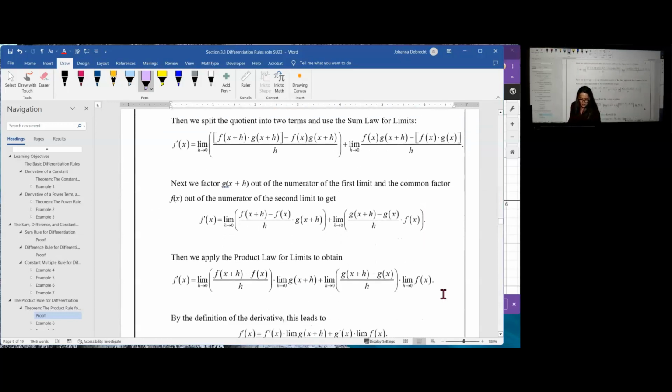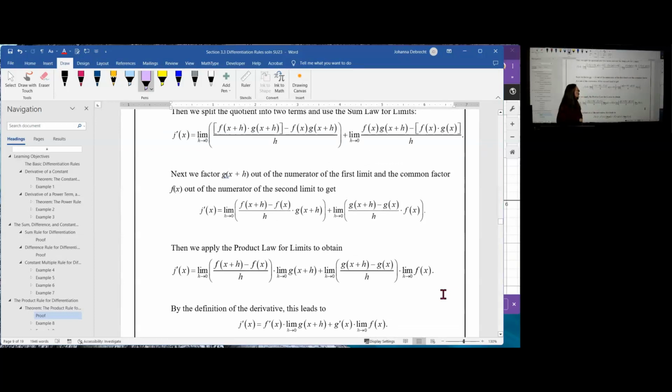When we factor out the g of x plus h and the f of x, you can see that we're starting to realize that this represents the difference quotient for f, and this represents the difference quotient for g. Taking the limit of the difference quotient will give us the derivative. We do still have a product, but we can use the product law for limits to split the limit of a product into the product of the limits. You're allowed to do this with limits. You are not allowed to do this with derivatives. Don't even think about it with integrals.